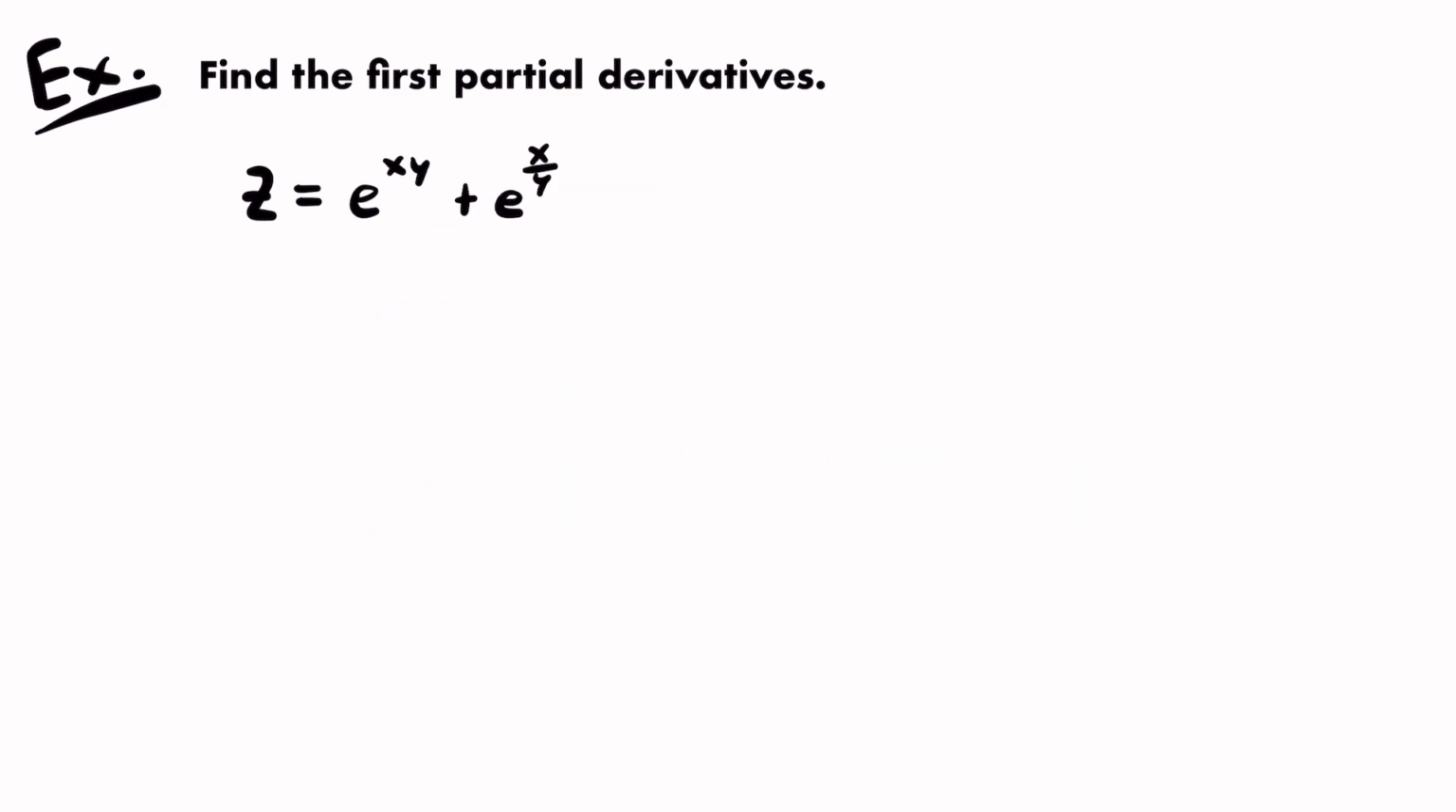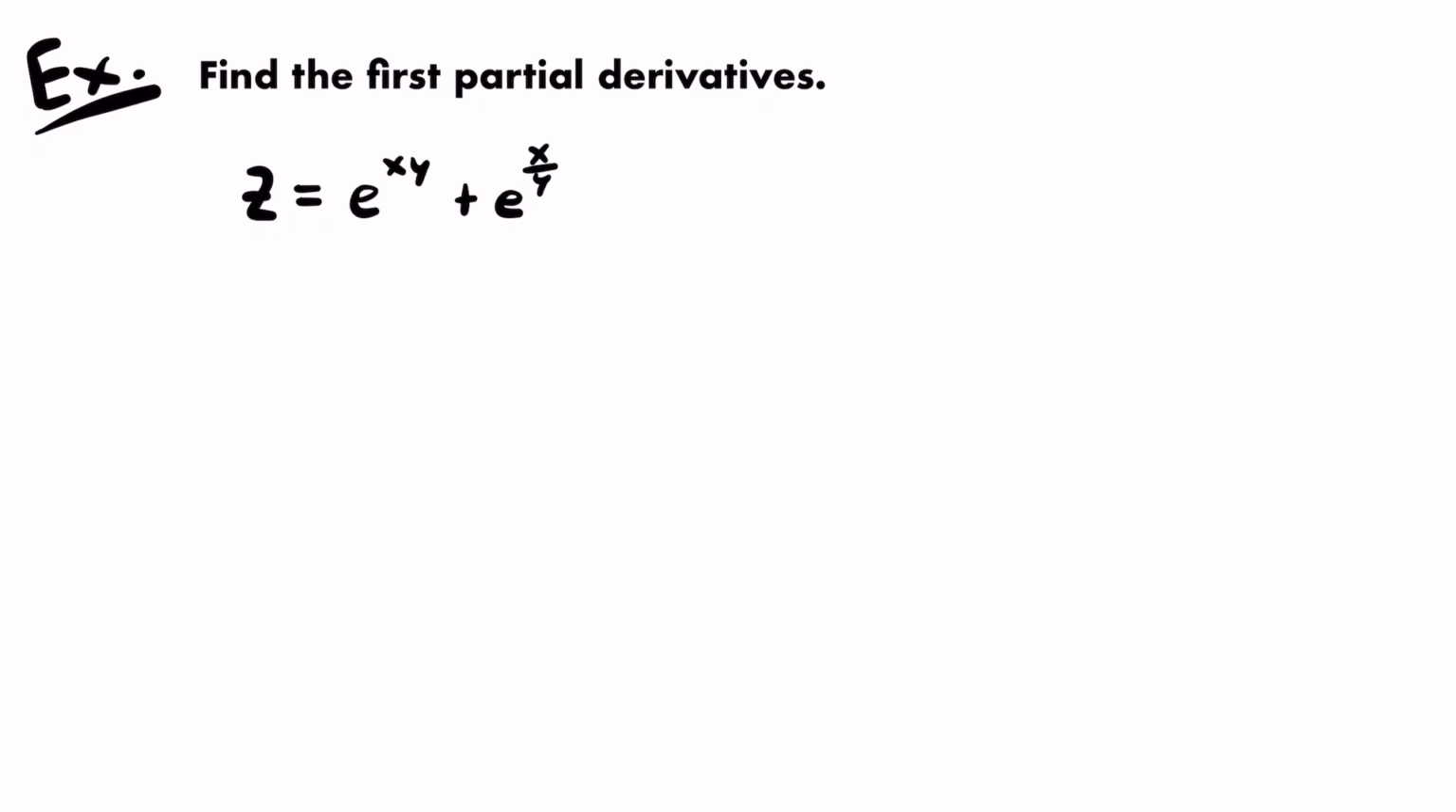For our next example, we once again want to find the first partial derivatives, and we are given z equal to e to the power of xy plus e to the power of x divided by y. Okay, so there's a little bit more involved in this one than some of our previous examples. Let's take a closer look here.